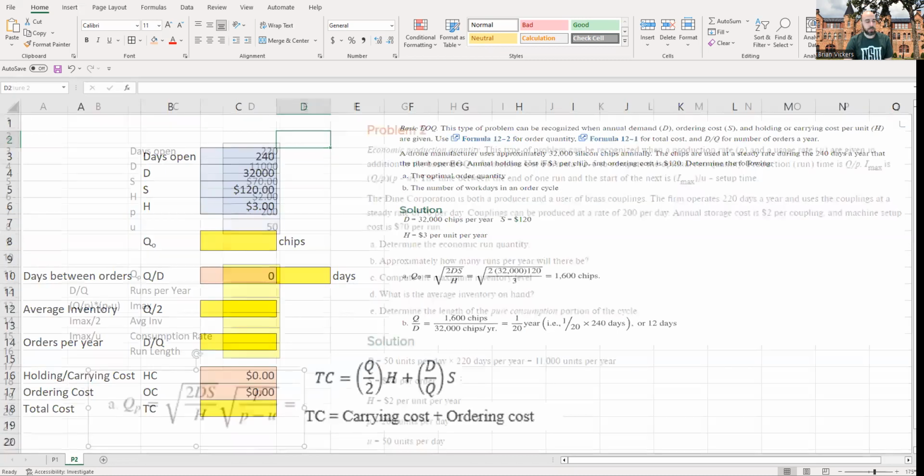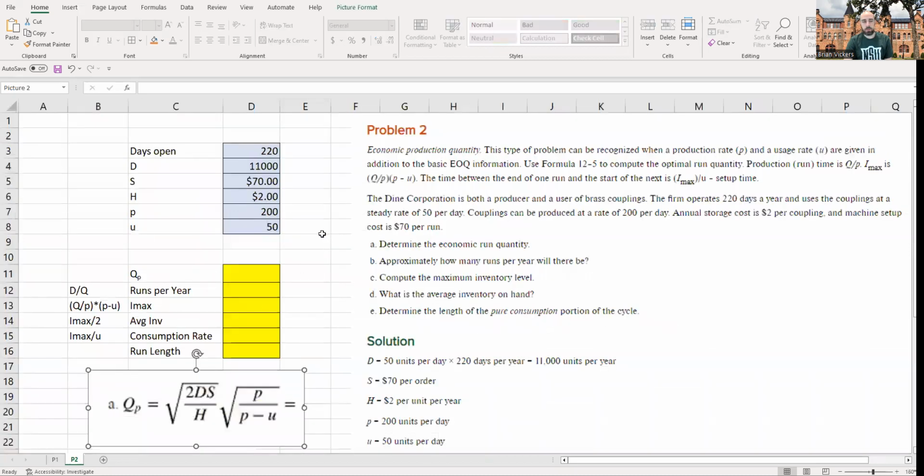And same thing with production, EPQ. It's all about figuring out how many units you should produce, and then by virtue of that, knowing how many times per year you should run production, or what the production costs are going to be, etc.